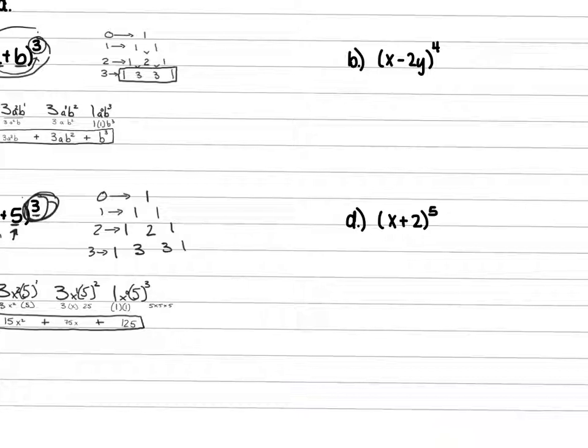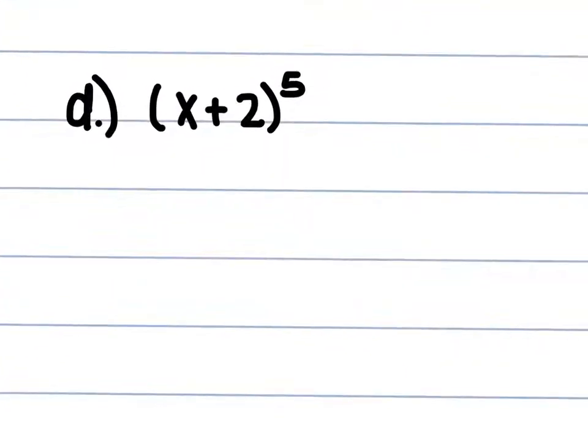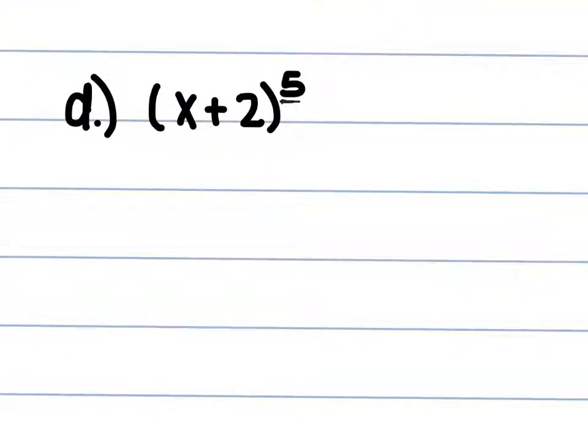It just takes a little bit of different thinking there. So let's do D first. This is to the fifth power. That's a lot. That's x plus 2 five times. But with Pascal's triangle, this should be much easier.